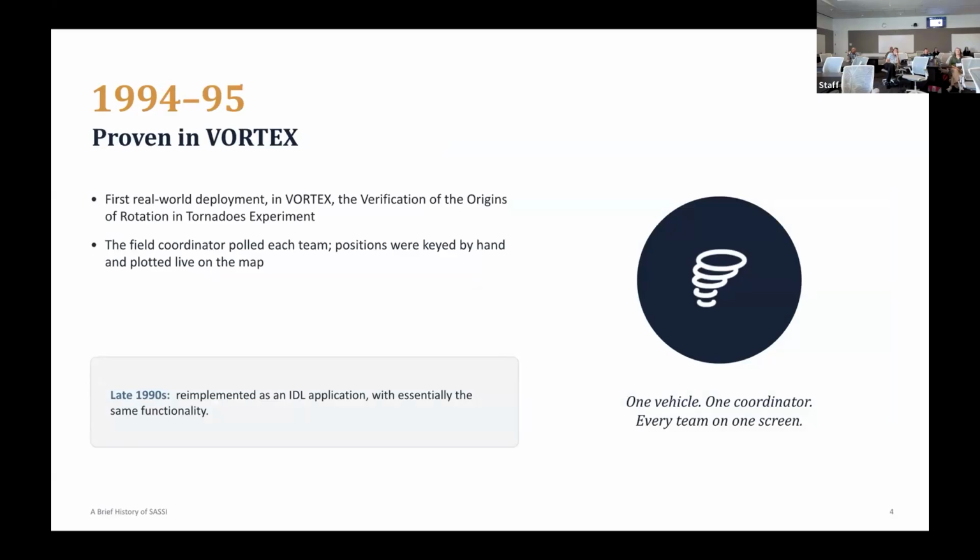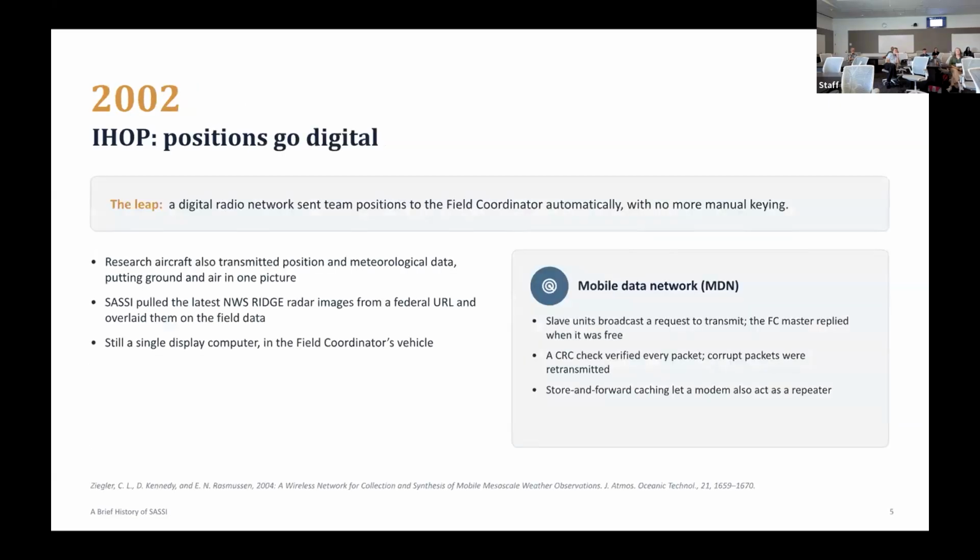In 1994 and 95, it was proven in VORTEX. This was SASE's very first real-world deployment, under the Verification of the Origins of Rotation in Tornadoes Experiment, and it showed that it worked. But there was one big caveat. The field coordinator had to poll each team directly, asking for a position, and they responded with their own latitude and longitude. So unfortunately, there was no automatic key, and each field team was having to participate in a picture that they themselves were not able to see.